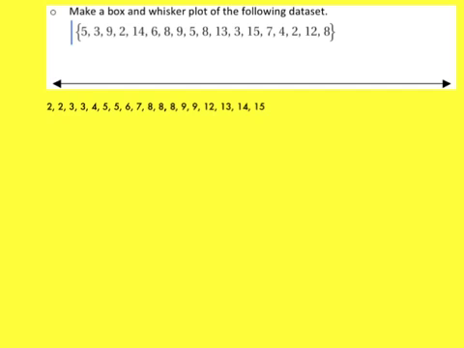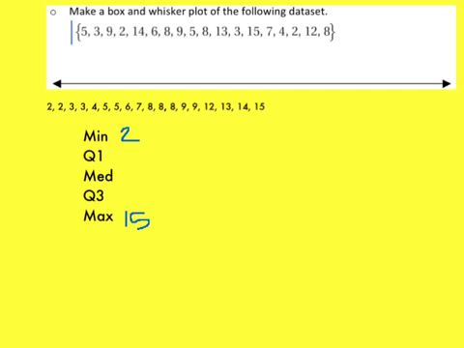You'll notice the first thing I did was I put them in order. Alright, so once I have them in order, it's easy to find the minimum, quartile 1, median, the quartile 3, and the maximum. Those are the five numbers, the five-number summary that goes on the box and whisker plot. So the minimum, that's easy, that's 2. And the maximum is easy as well, it's 15. Once you put them in order, it's really easy.